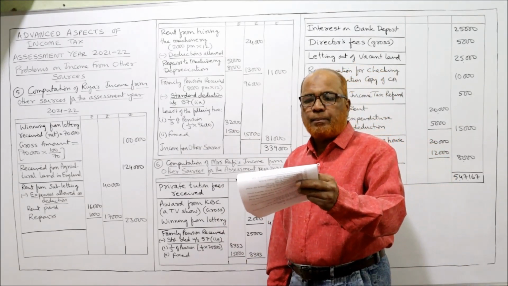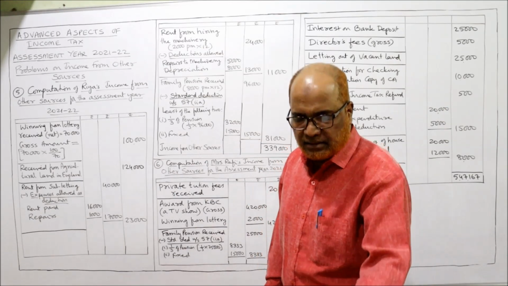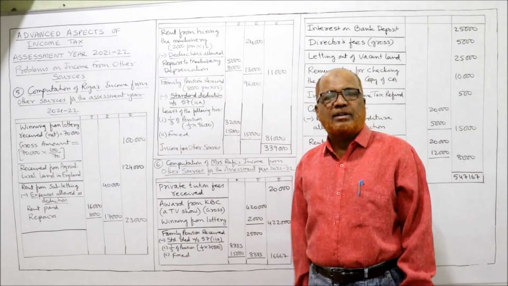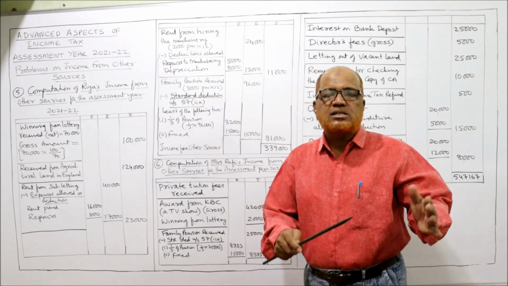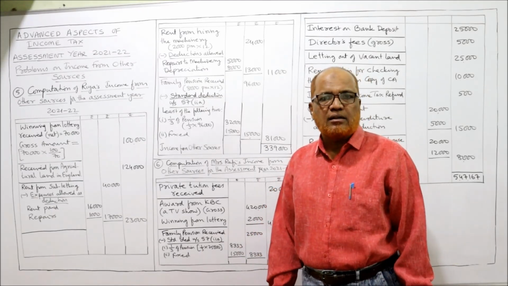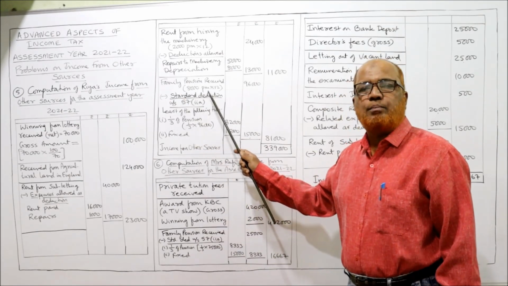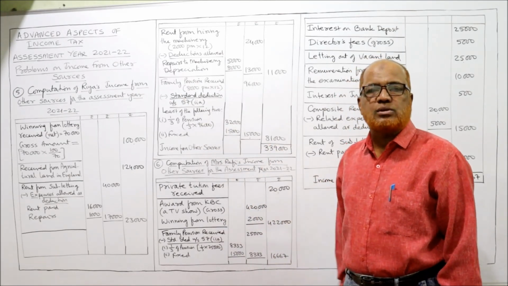Next comes family pension 8,000 per month. The family pension is also taxable under the head income from other sources. Already last 2-3 problems we have seen the provisions. So first of all, family pension received 8,000 per month into 12, 96,000.